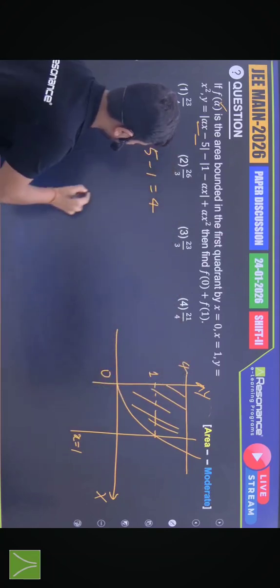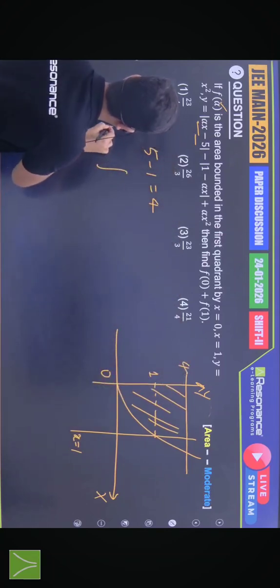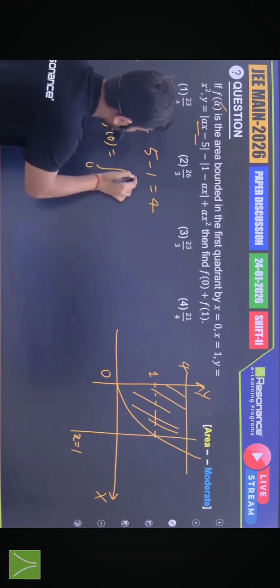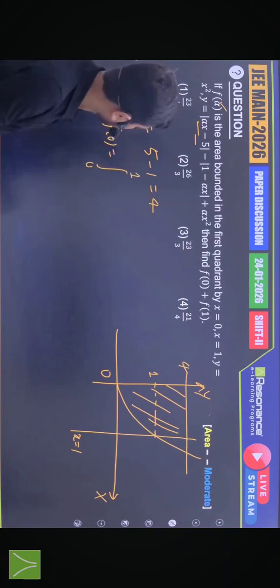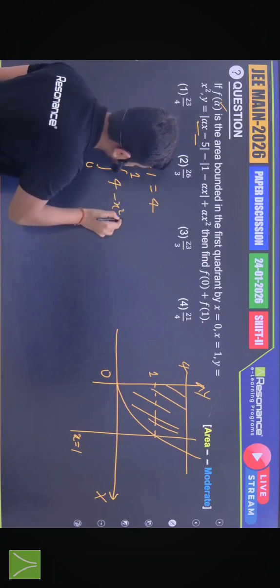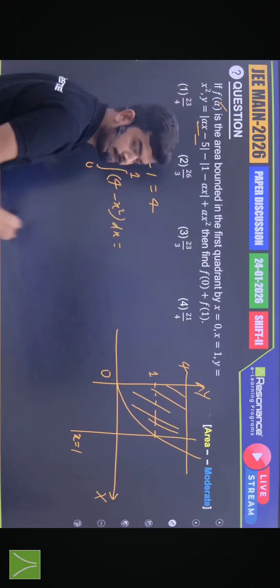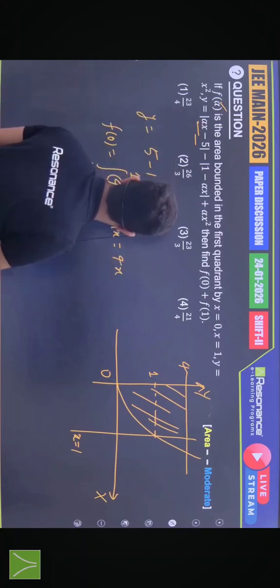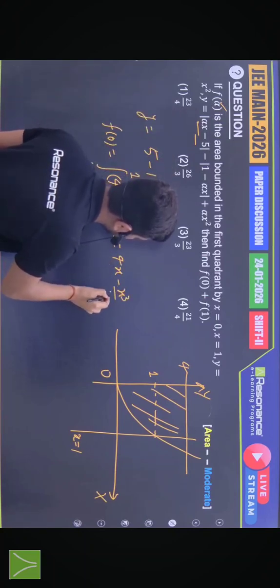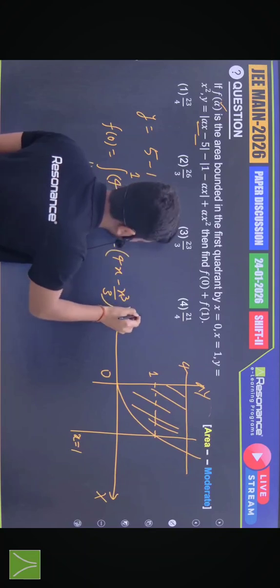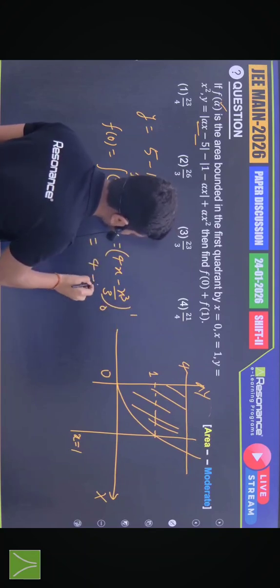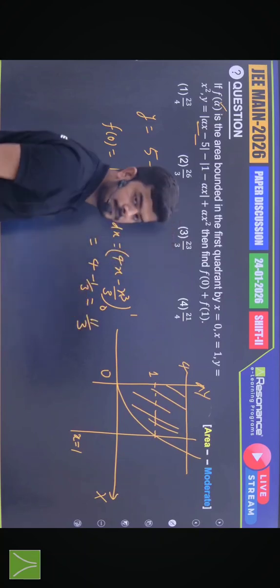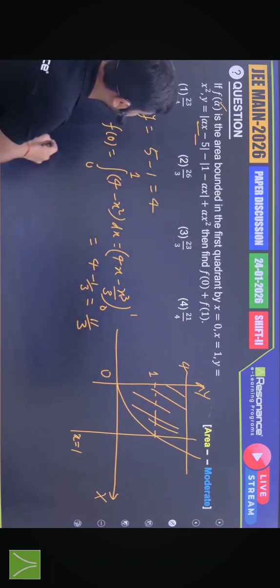So how to find this area? Integrate. f of 0 you will get from 0 to 1, 4 minus x square dx. Now your integration will be 4x minus x cube by 3, and limit is 0 to 1. You will get 4 minus 1 by 3, which will become 11 by 3. So f of 0 is 11 by 3.